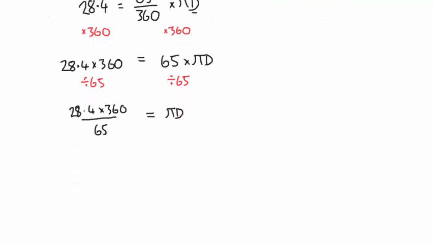Okay, now we still need to get rid of that pi, so again what we'll have to do, and in theory in one go you could have said divide by 65 pi, but we're just taking this slowly, so divide that side by pi, and that's us done. So we've got 28.4 times 360, and that's going to be divided by 65 pi, and that's going to equal your diameter.